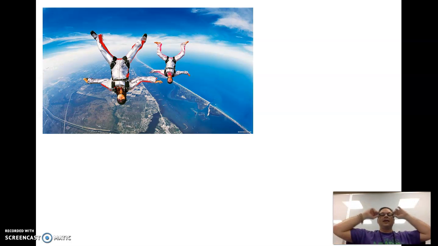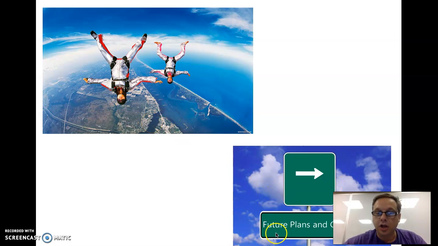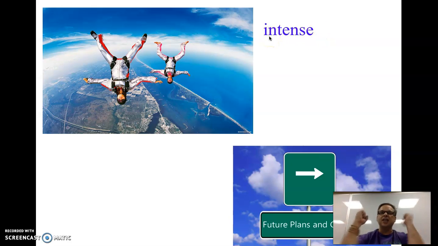Here, another amazing activity. So these people are skydiving, jumping out of an airplane. They have parachutes to help them so they don't fall and land on the ground, but so they slowly go down. And here we're talking about future plans and goals. What is the first one? We're going to describe it. It's amazing, it's exhilarating, it's exciting. Both of these are intense. Intense, exciting, thrilling.